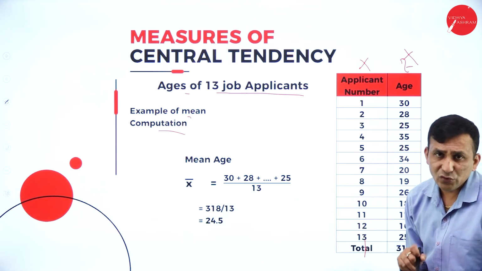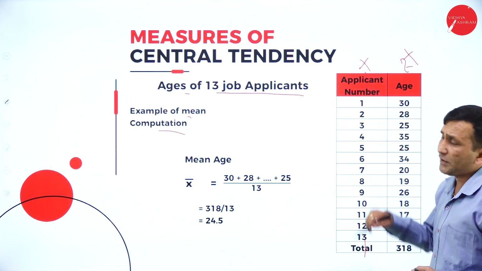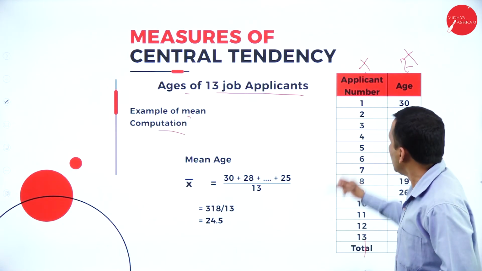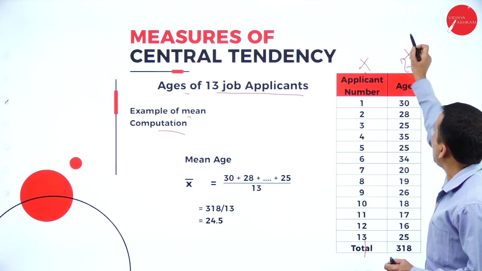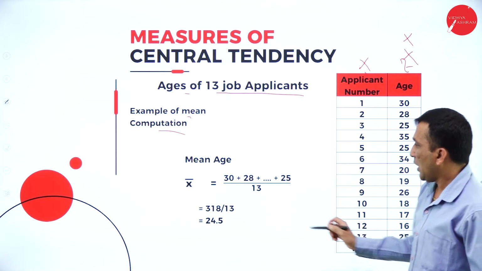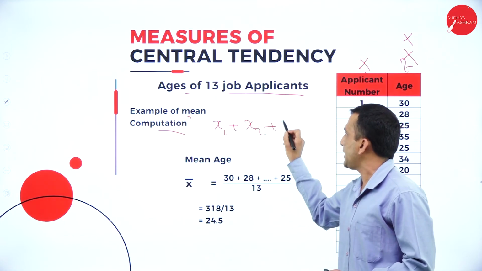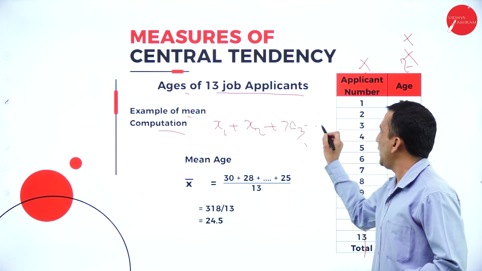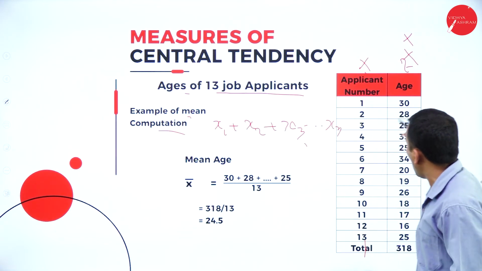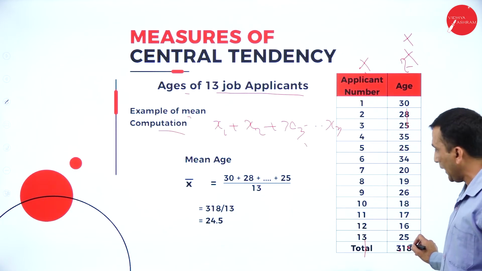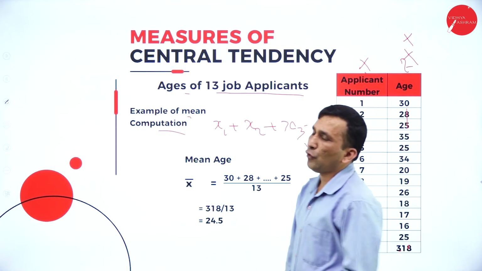We don't want to get confused here, thinking there are two sets of data, one as x and one as frequency. Not like that, the serial number is not frequency. The age given in the question, we have to treat as the x value. Now the mean is x1 plus x2 plus x3 till xn, all 13 numbers. Taking the total together, we get 318, divided by 13 applicants, we get 24.5 as the mean value.